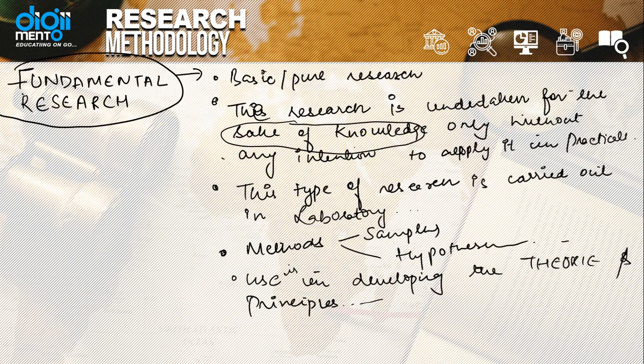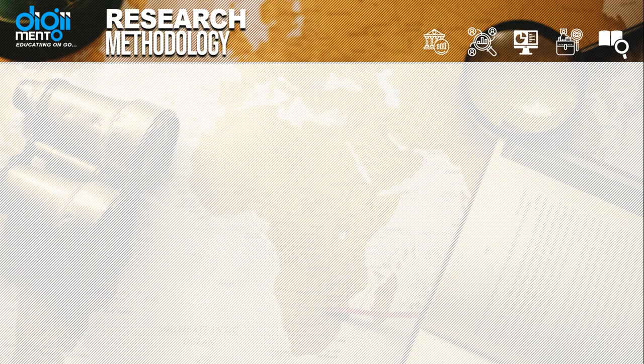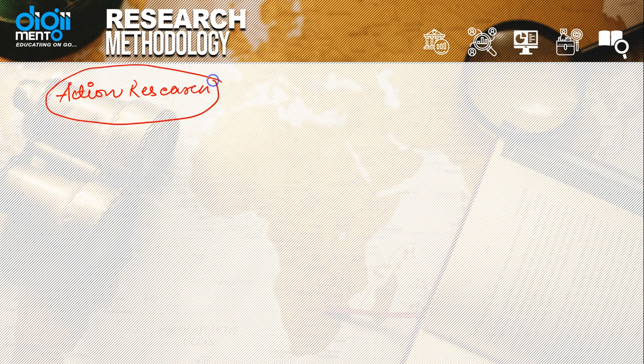So we already studied fundamental research, then we studied applied research. In the applied research we studied evaluation study, which is a type of applied research. Now the next one is action research. As the name suggests, we take some action in this research. So what kind of actions do we take, and from where do we take the actions? So many questions are there.